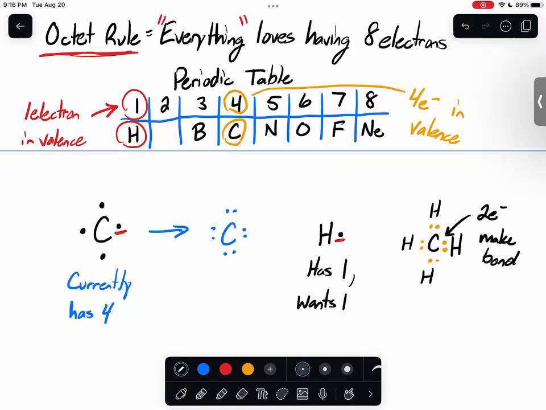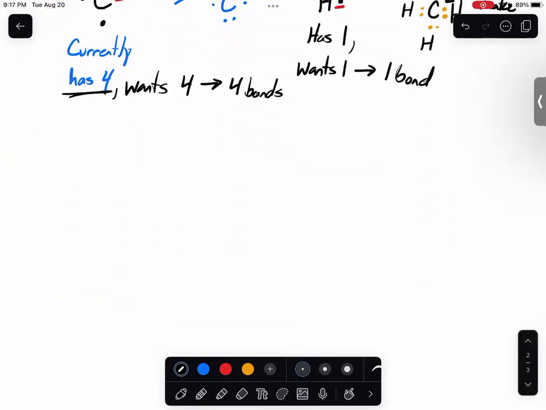So, that being said, this brings up some common bonding patterns, right? Because it's very clear from this picture that if carbon has four electrons and it wants four, that means it's going to make four bonds. If hydrogen has one, it wants one, that means it's going to make one bond. So we have these things called common bonding patterns in organic chemistry that actually just help us see, based on the valence electrons, how many bonds that atom wants to get to eight.